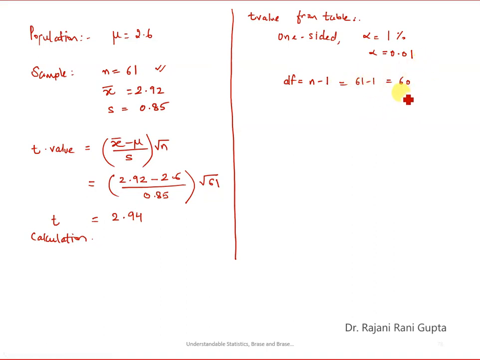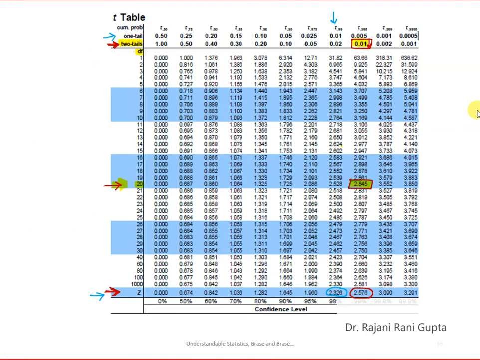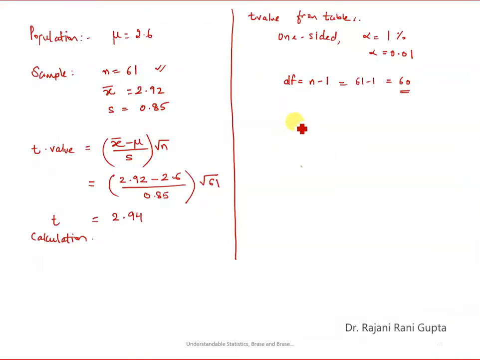So now we have to look at the table for 60. So now it is one tail test. Degree of freedom is 60. So we have 60, and then alpha is 0.01. So the point of intersection, if we go down from here and from here, comes out to be 2.390. So t is 2.390 from the table.